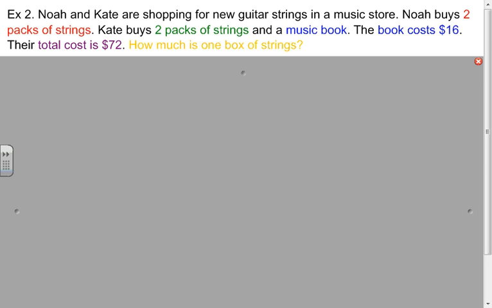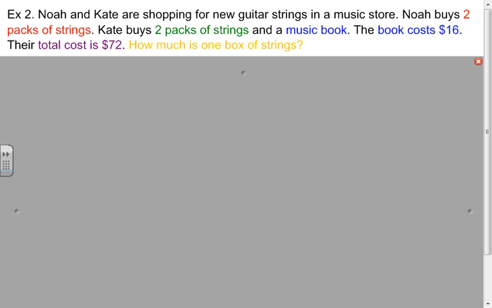Example 2 is a word problem. Noah and Kate are shopping for new guitar strings in a music store. Noah buys 2 packs of strings. Kate buys 2 packs of strings and a music book. The book costs $16. The total cost is $72. How much is 1 box of strings? So what we're trying to find is how much 1 box of strings costs. That's in yellow there. And so we're going to say that strings is represented by the variable s.